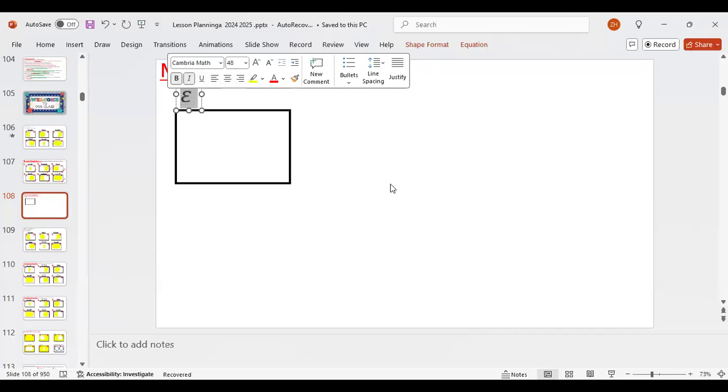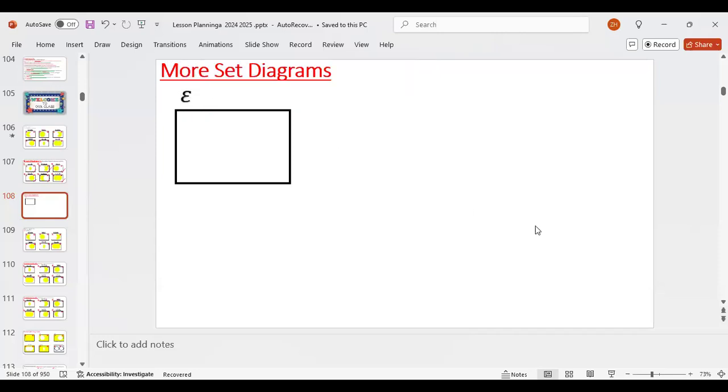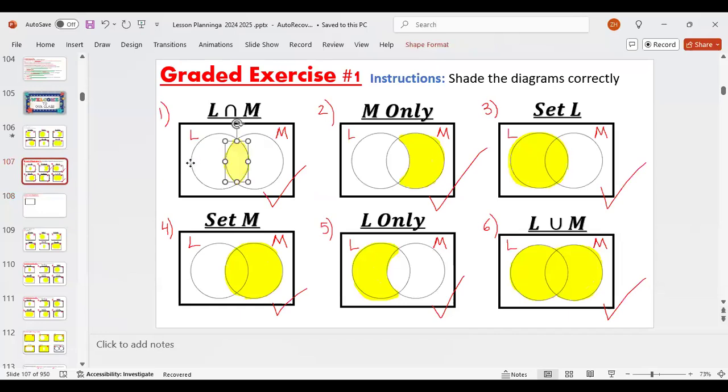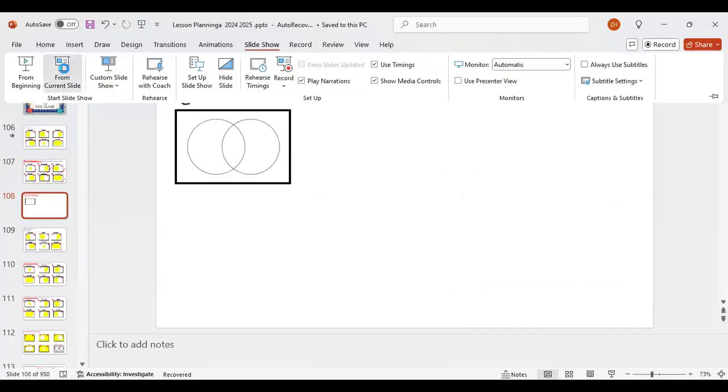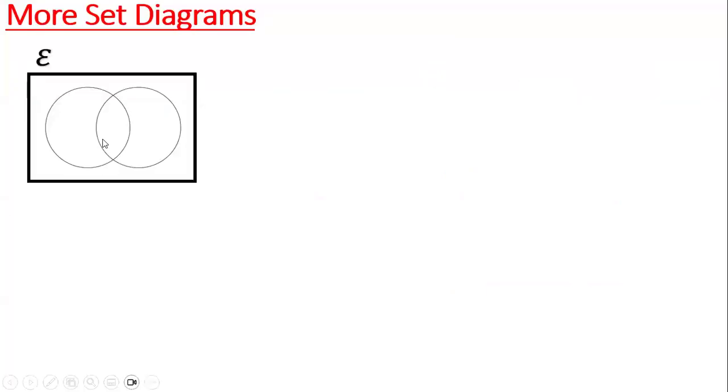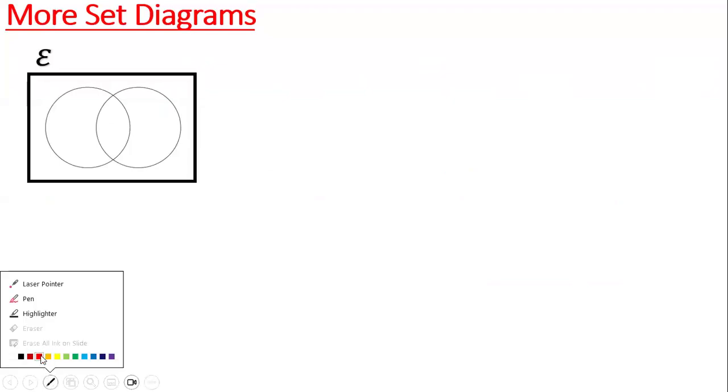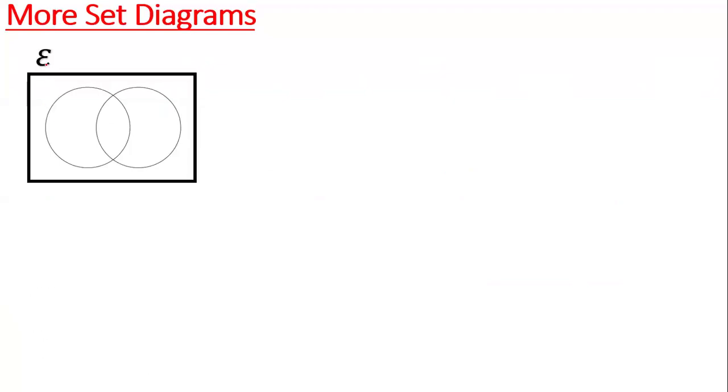Why do you say that? You're saying all of the elements? Isn't it asking for all of the elements in the square? I'm telling you. Yes, she's right, because it's a universal set. It's the universal set. Very good.